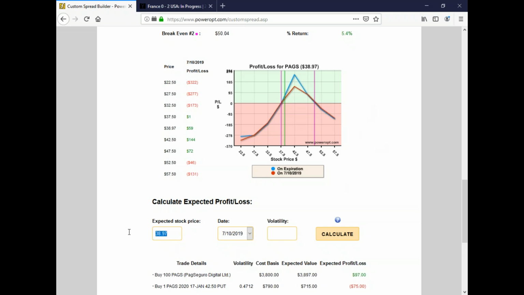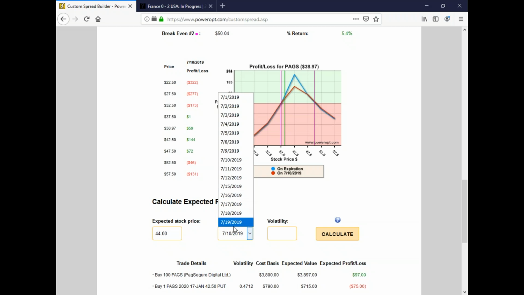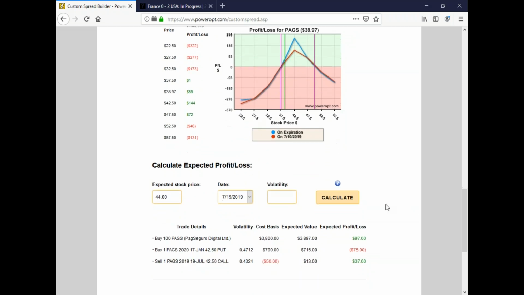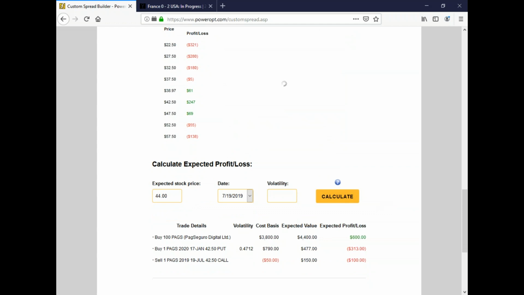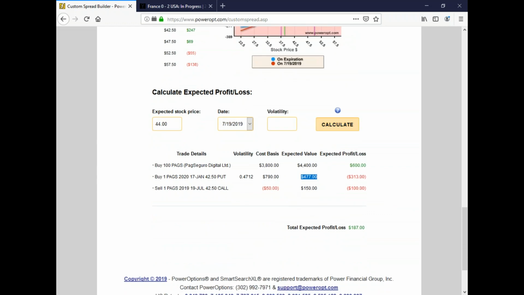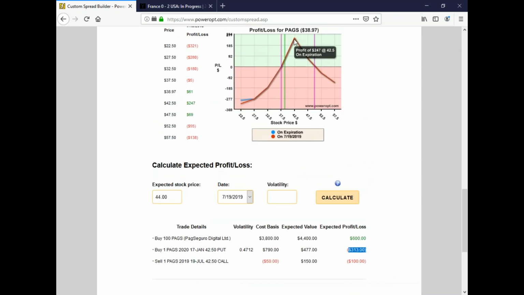Well, let's go to expiration. Let's put the stock at 40. Well, let's put it at 44. Okay, and we'll go to July expiration on the 19th. Why am I showing this here? Because see, even though your put is now out of the money, stock's at 44, your put's at 42.50, it is still a January 2020 put. Its theoretical value with a current implied volatility of around 0.47 will be $477. Yes, you took a loss on it, but you would have gained on the position.